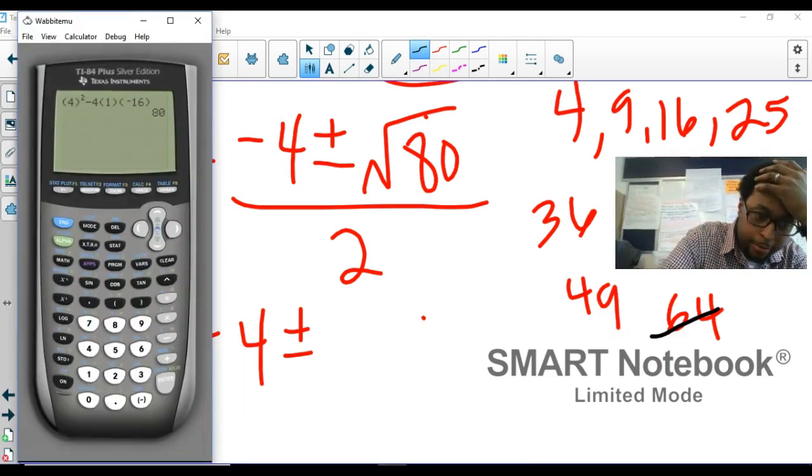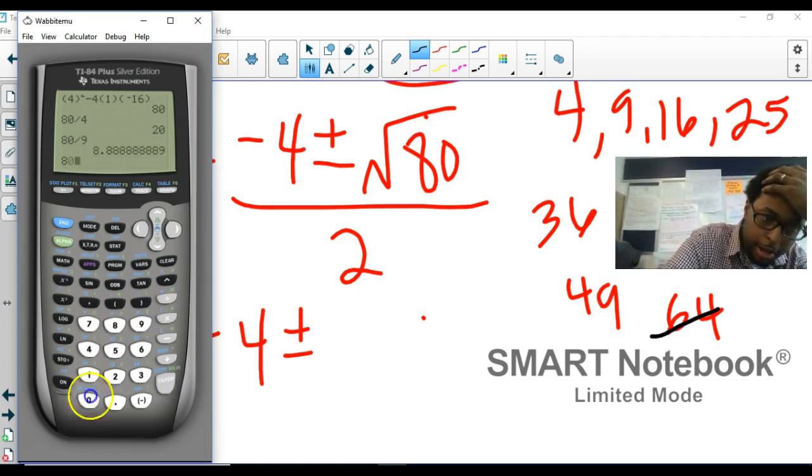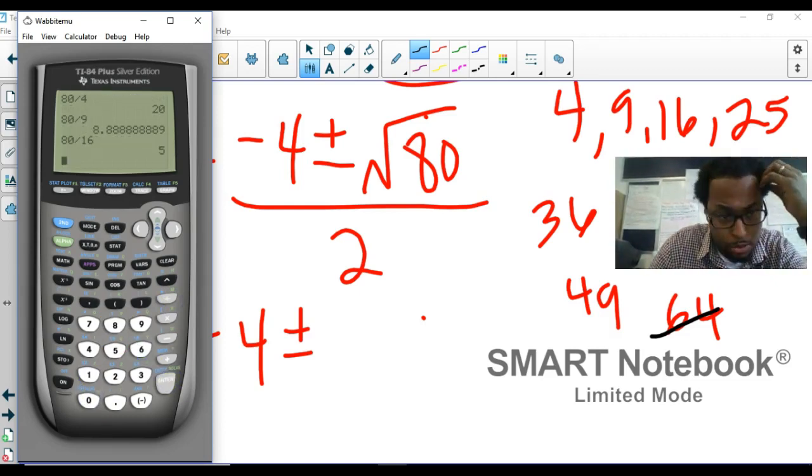I have my 80. I'm going to start dividing by my perfect squares. So I'll do the first one, which is 80 divided by 4. Okay, that could work. Let's try some others. 80 divided by 9. That's not going to work. It's a decimal. Let's try another one. 80 divided by 16. Okay, perfect. I found higher numbers.